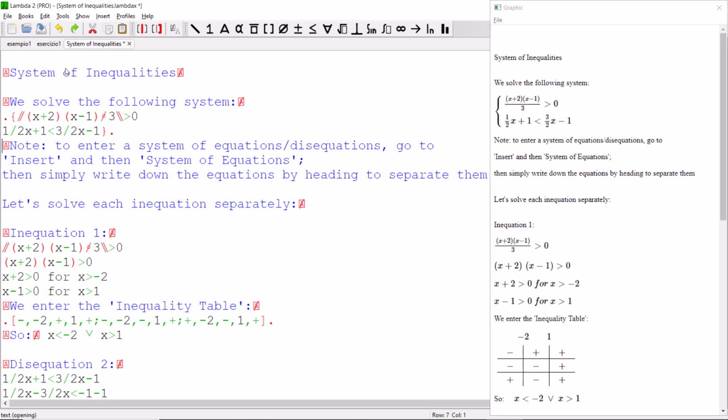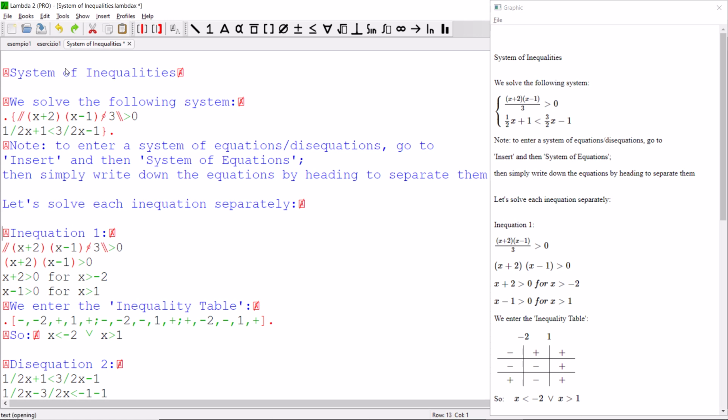Note: to enter a system of equations or inequalities, go to Insert and then System of Equations. Then simply write down the equations, using the heading to separate them. Let's solve each inequality separately.